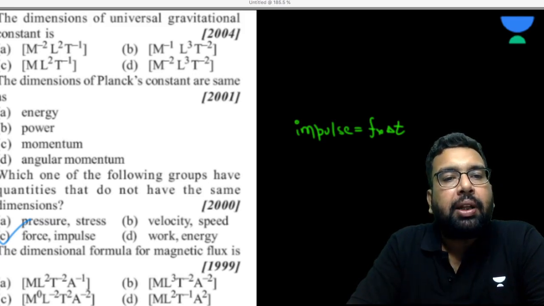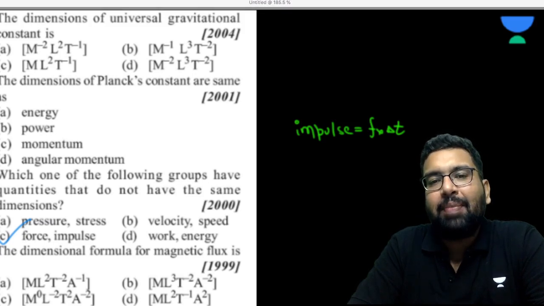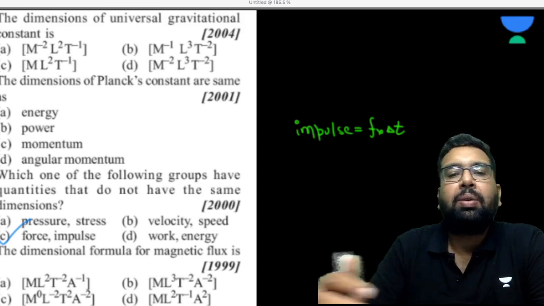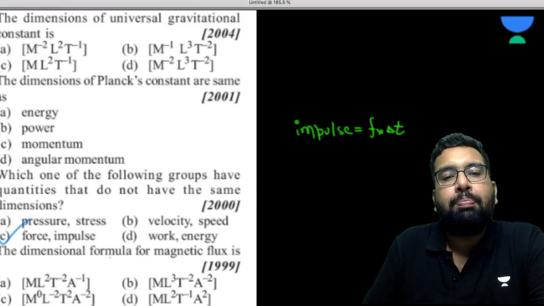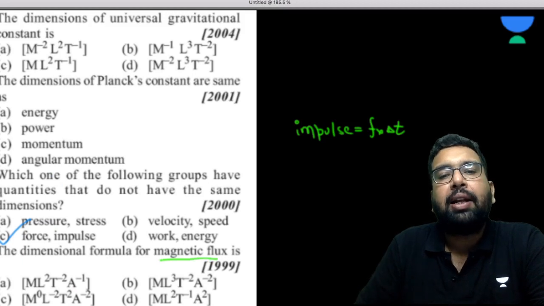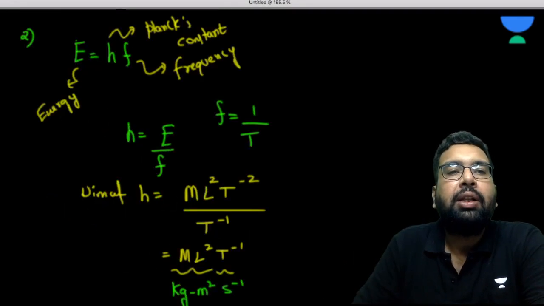Now, let's move to the next question. So we have the dimensional formula for magnetic flux. What is the dimension formula for magnetic flux? Let me take it a little bit faster. What is magnetic flux? Magnetic flux is equal to, what is the dimension of magnetic flux? I hope you are solving this.